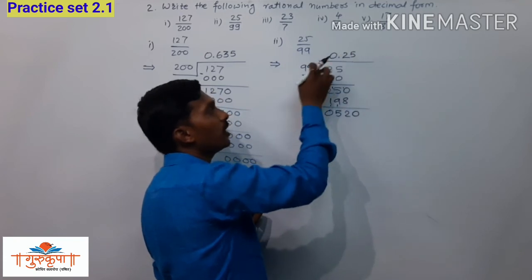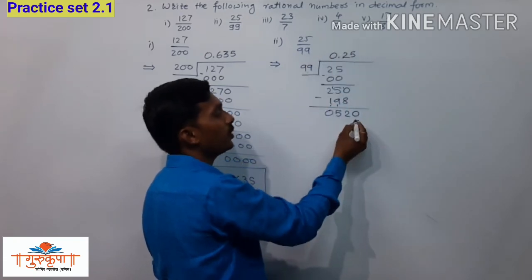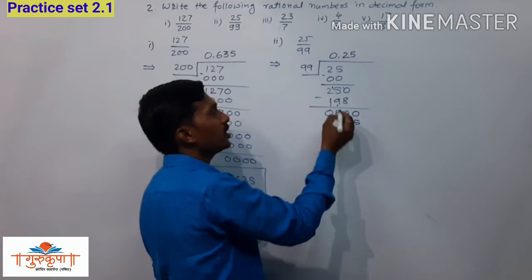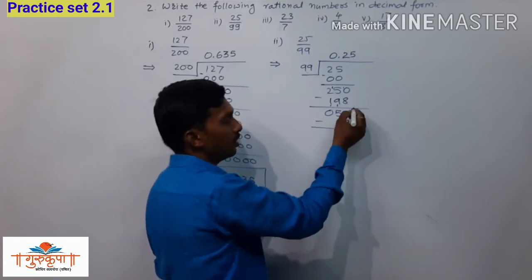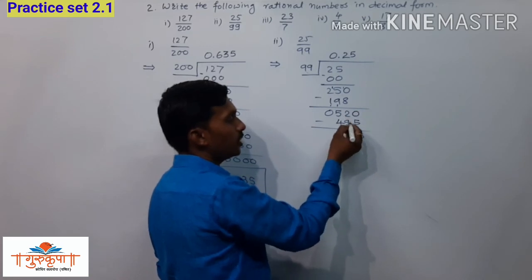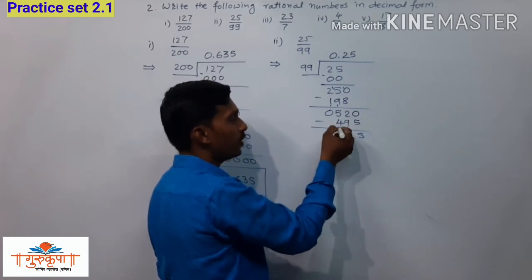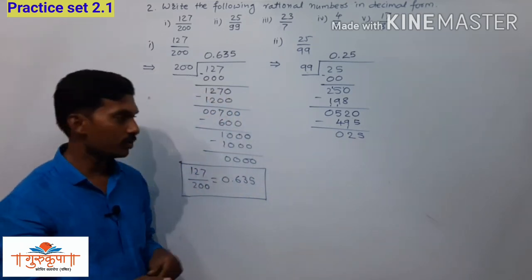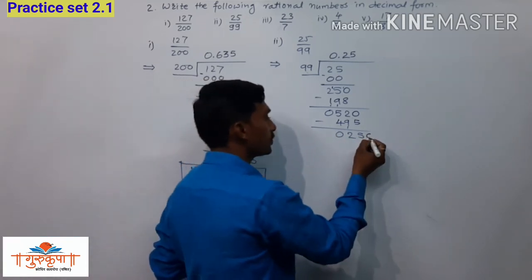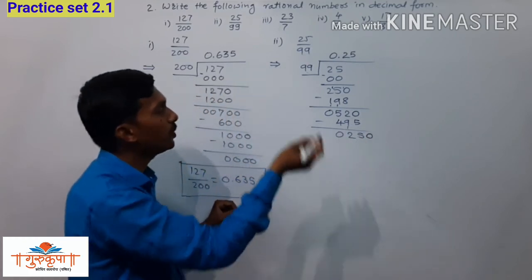Now 5 multiplied by 99 is 5 9s are 45, 4 carried, 5 9s are 45 plus 4, 49. Now take the subtraction. This 10 minus 5 is 5. This 12 minus 10 is 2, and here 5 minus 5 is 0. So the subtraction is 25. So we will take one more 0 here. Now we have to divide 250 by 99.